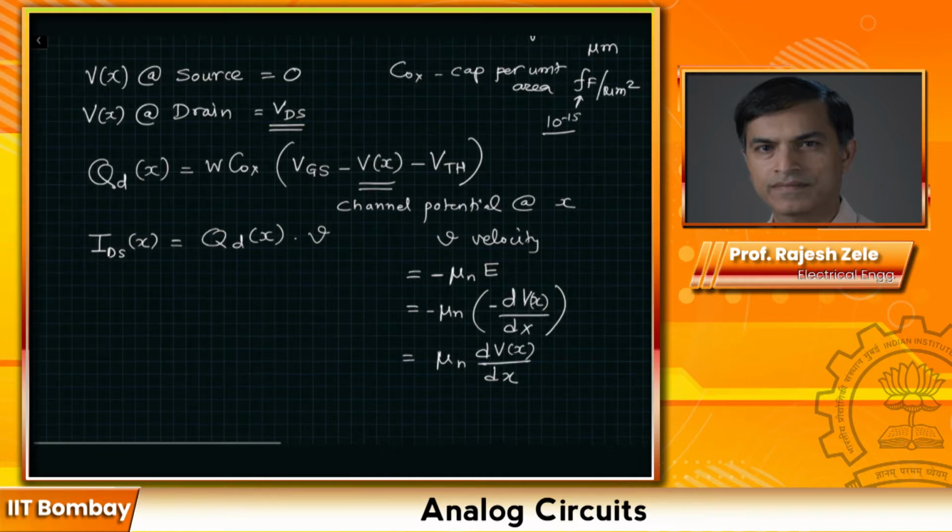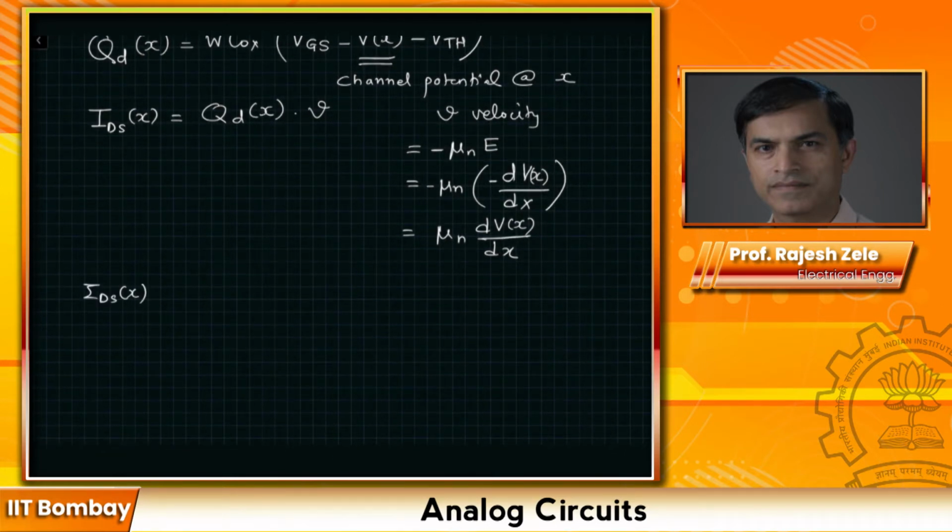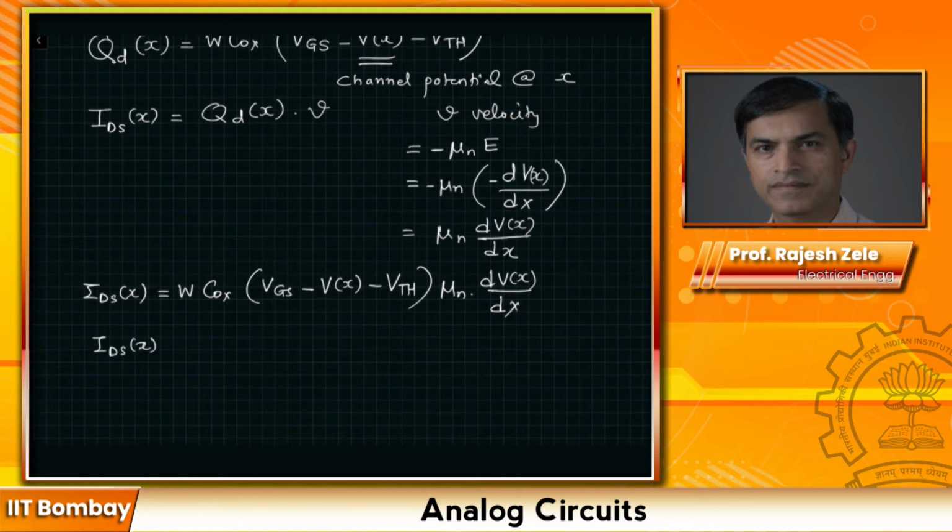So we can then write the expression for IDS as a function of x, given by W Cox times VGS minus Vx minus Vth, and velocity is given by mu n times dVx divided by dx. So we can adjust this equation and you will get IDS as a function of x times dx is equal to W Cox times VGS minus Vx minus Vth times mu n times dVx, V being the potential.